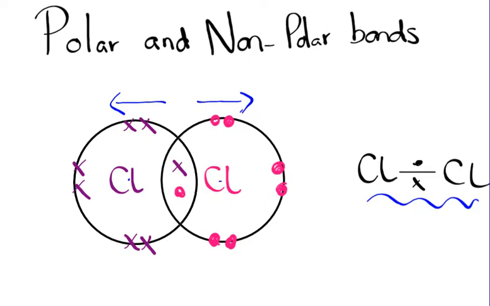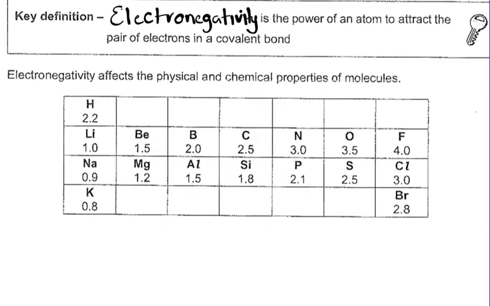Now, this isn't always the case. The electrons are not always shared equally. So we're going to have a look now at what affects how electrons are shared in a covalent bond. We're going to look at something called electronegativity. Electronegativity is the power of an atom to attract the pair of electrons in a covalent bond. So let's have a look at this table that is currently on the board.